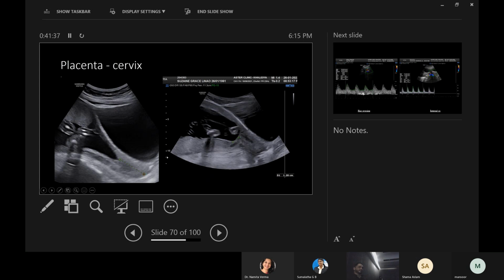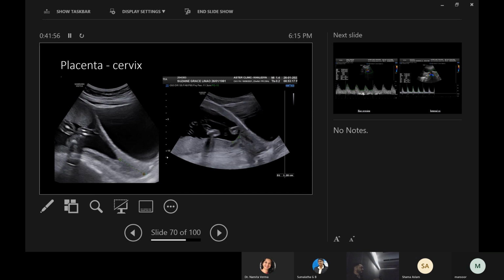And this is the placenta to cervix relationship, very important to see. This is not a part of the ISUOG guideline, but the Fetal Medicine Foundation has this guideline to check the distance between the inferior edge of the placenta and the internal os, which is less in this second case, so low-lying placenta here.